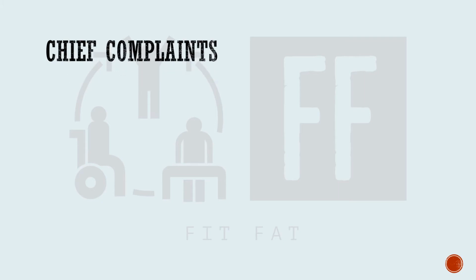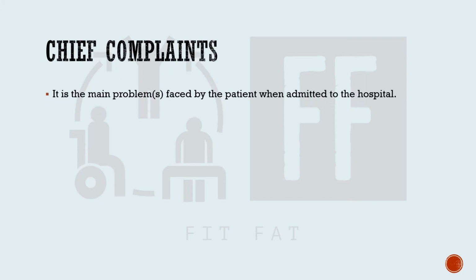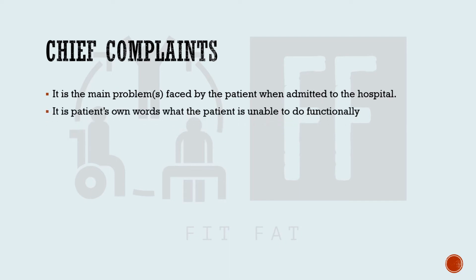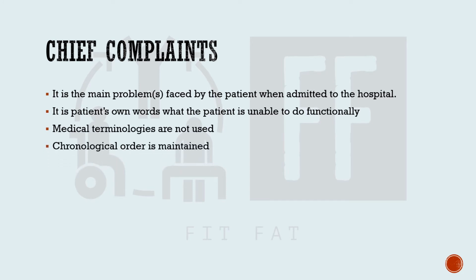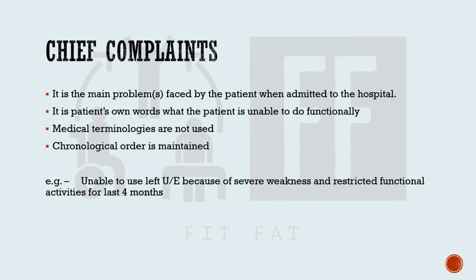Now comes your chief complaints. It is the main problem or problems faced by the patient when admitted to the hospital. It is the patient's own words on what the patient is unable to do functionally. Medical terminologies are not used here. Chronological order is maintained. As an example, you can write unable to use left upper extremity because of severe weakness and restricted functional activities for last 4 months. Another example, pain present in forearm and hand region for last 4 years.